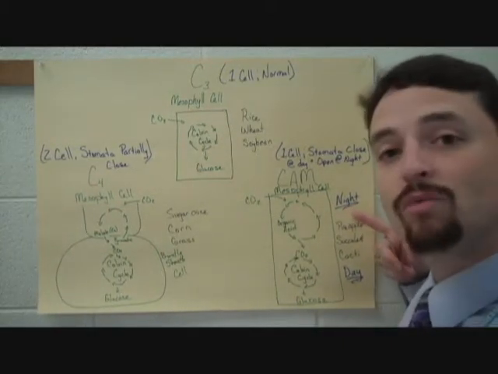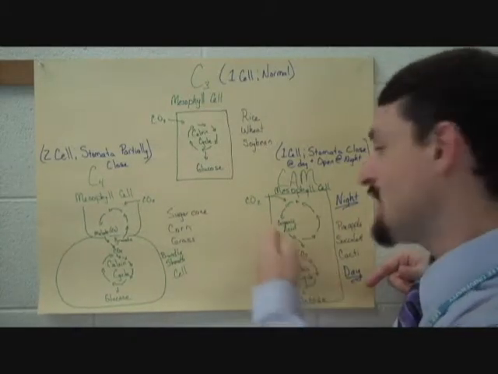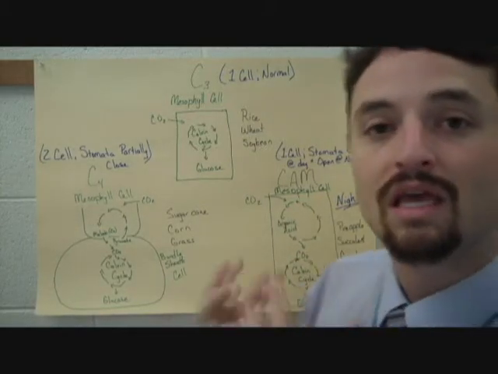This is, once again, stomata open at night, allowing carbon dioxide to come in, close during the day, and they just break down this organic acid to make carbon dioxide to be used in the Calvin cycle.